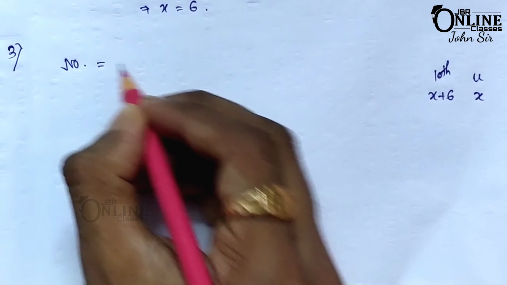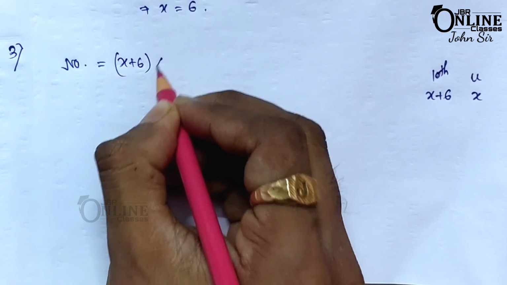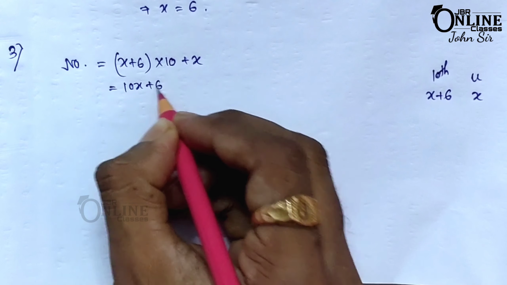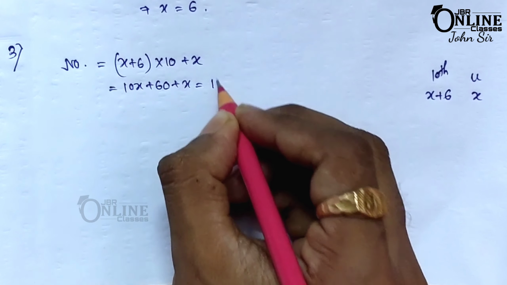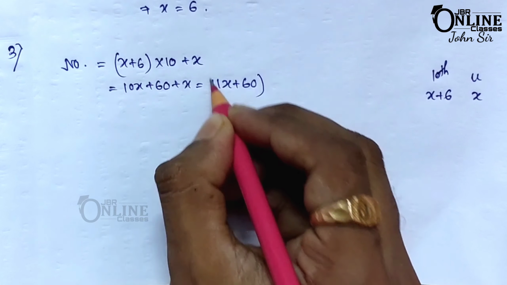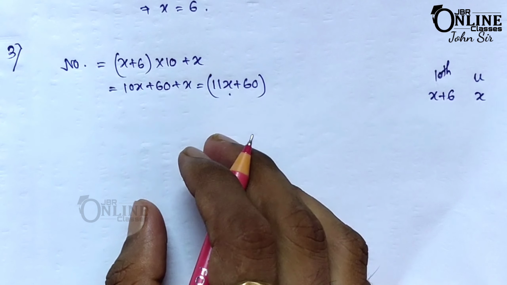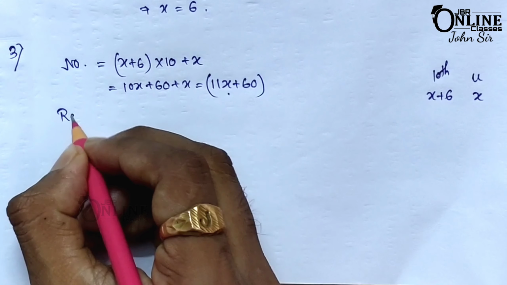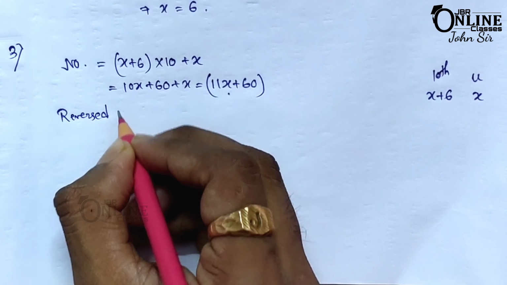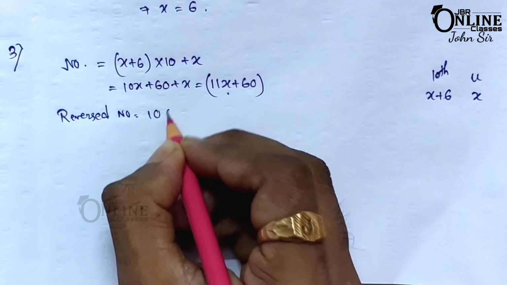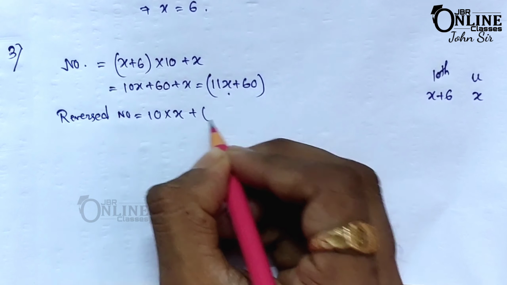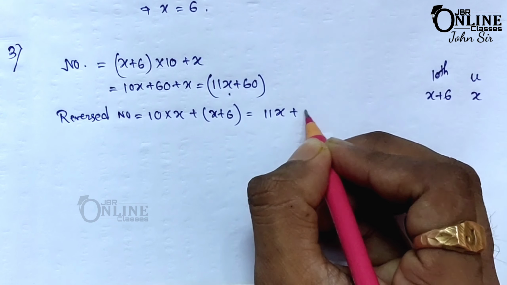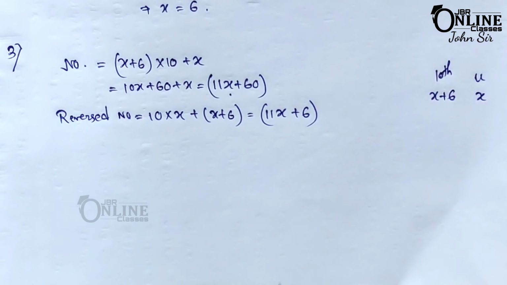So the number will be x plus 6 into 10 plus x. So that equal to 10x plus 60 plus x. So 11x plus 60 is the original number. Okay, now you have to form the reverse number also. So reversed number equal to 10 into x plus x plus 6. So here also 11x plus 6. This is the reverse number.